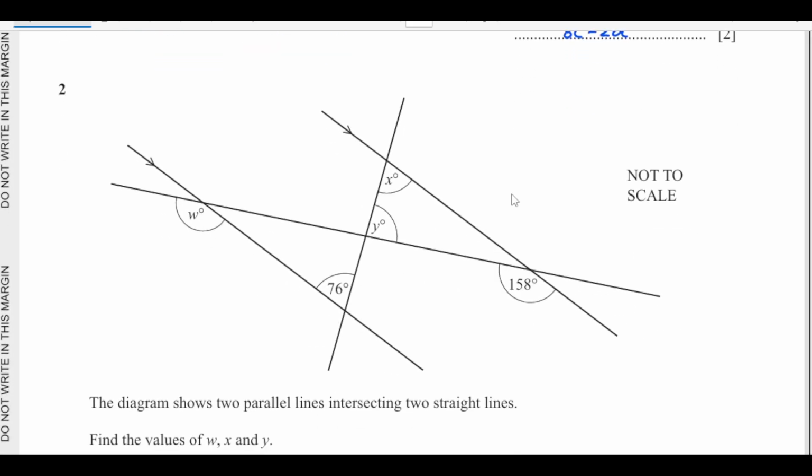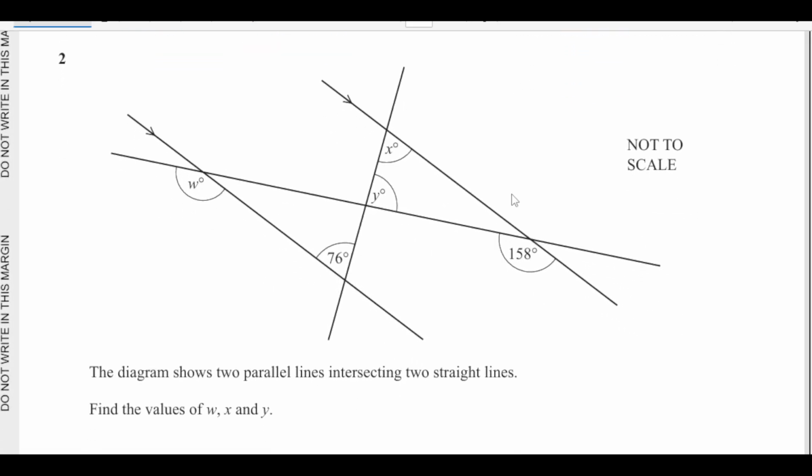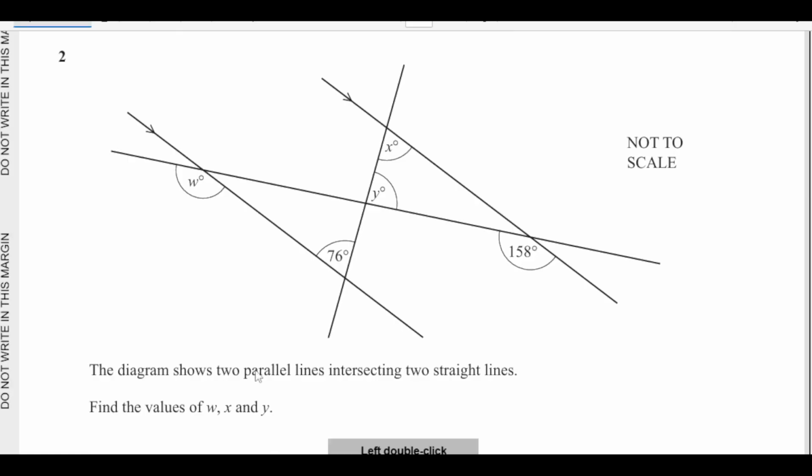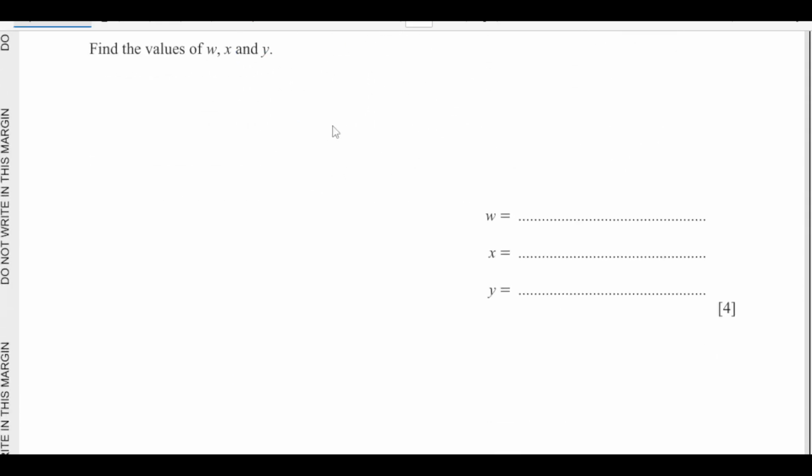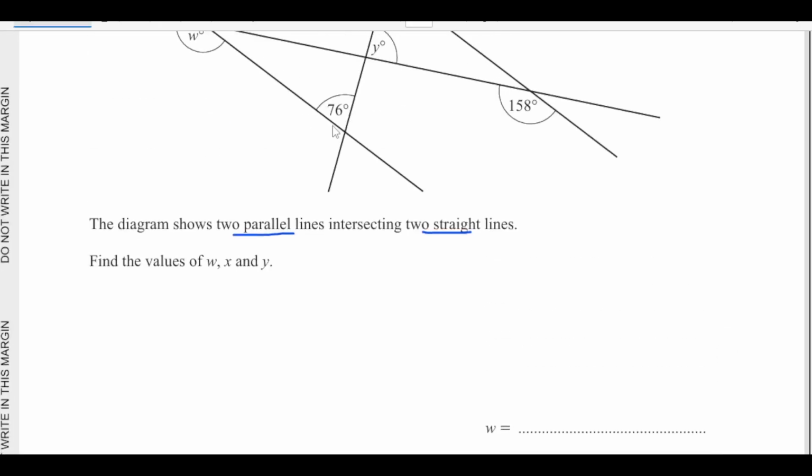Now, number 2 is a question on lines and angles. The diagram shows two parallel lines intersecting two straight lines. This is shown with the arrows, these lines are parallel. Find the value of w, x and y. This is a 4 marks question.